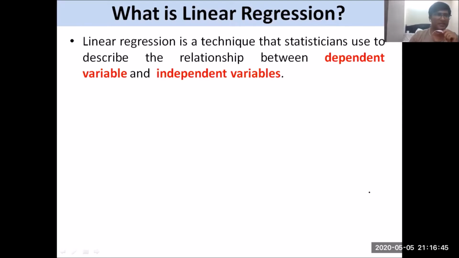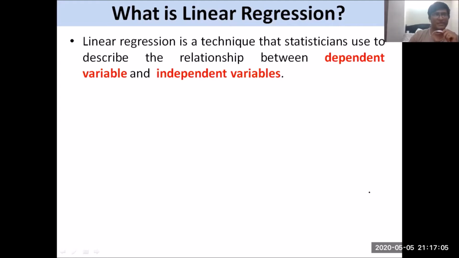It may happen that the weight of a person may be dependent on height, or vice versa. So one of the variables or a set of variables can be dependent on some other variables. So there would be a dependent variable, and there would be a set of independent variables.